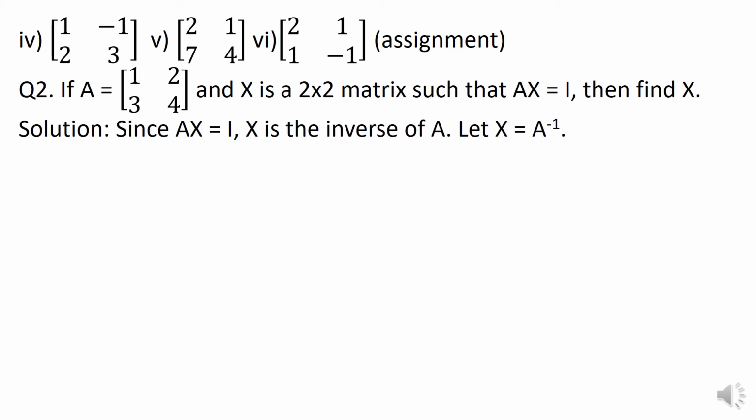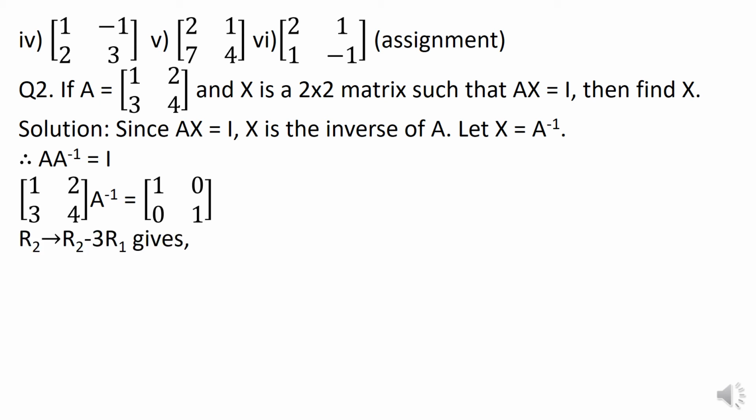So here AX is equal to I. Since this is given, we conclude that X is the inverse of A. We can write X as A inverse. So we get A into A inverse is equal to I. So by row transformation, we can convert A into I and correspondingly I becomes X. So here we write like so, as we have studied in the previous sums.